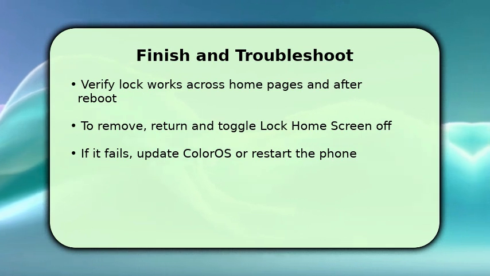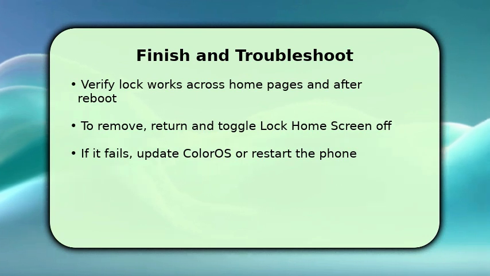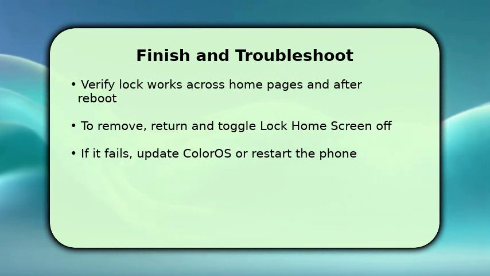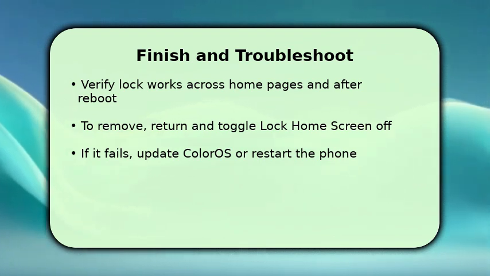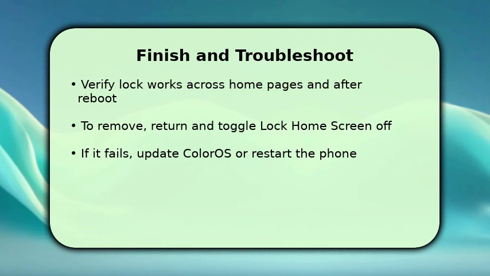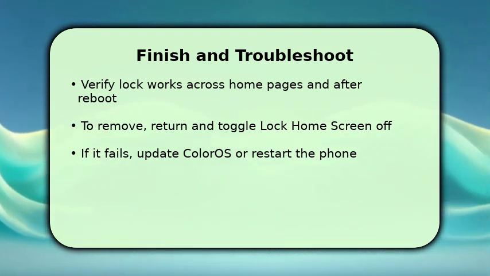If you need to undo it, return to the same home screen settings and toggle Lock Home Screen off, then confirm with your PIN. If enabling the lock fails or options are missing, make sure ColorOS is up to date and restart the phone. Outdated software or a transient system bug often causes the setting to disappear. If problems continue, contact Oppo support for a device-specific fix.